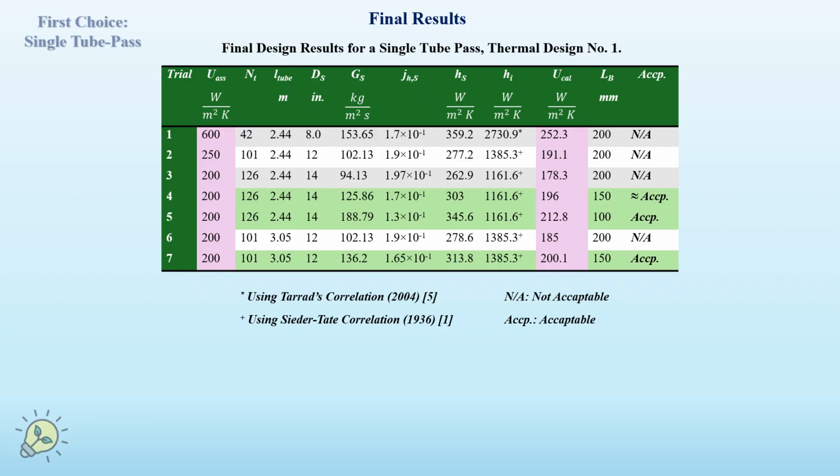We changed the tube length to 3.05 with U 200. We got 185 for buffer spacing of 200. Then we reduced that to 150, where the calculated value was 200.1, which is equal to the assumed value. Of course, we have to mention here that usually we add almost 10% to the heat exchanger size as a safety factor.